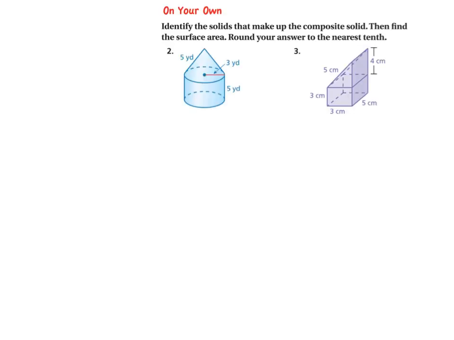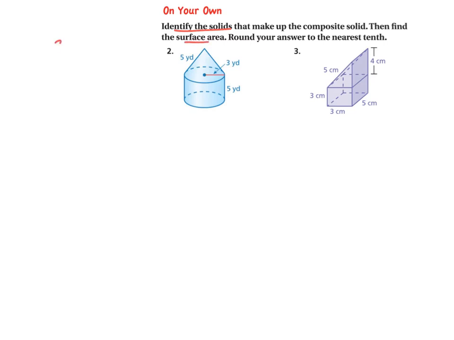All right, let's try this. Grab your piece of paper for that on your own. We're going to identify the solids that make up the composite solid, and then we're going to find the surface area. So make sure you read these instructions. So identifying the solids is first, okay? And then we're going to find the surface area.